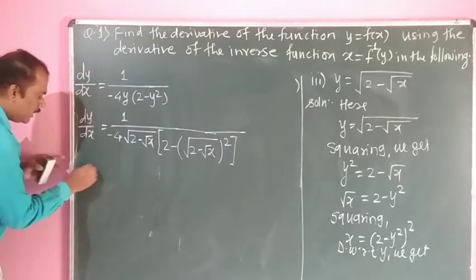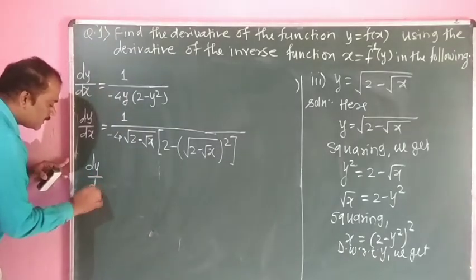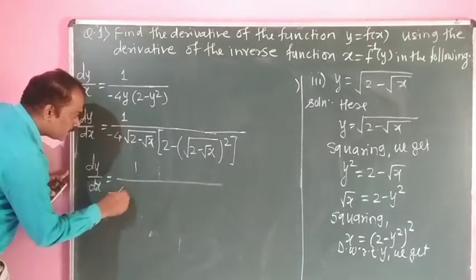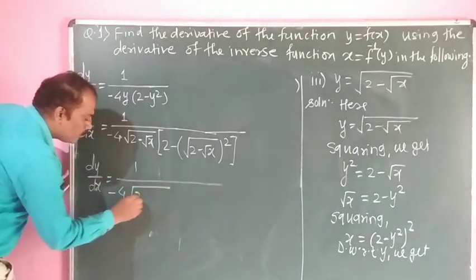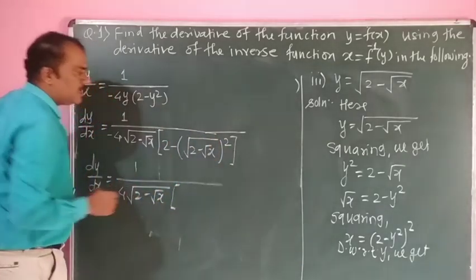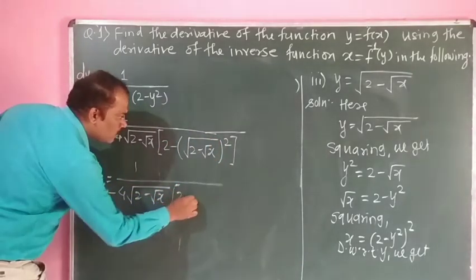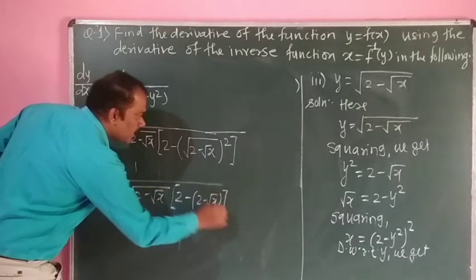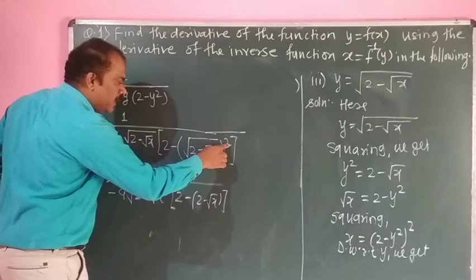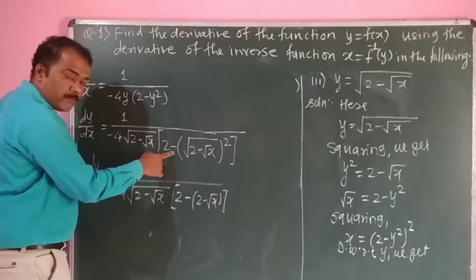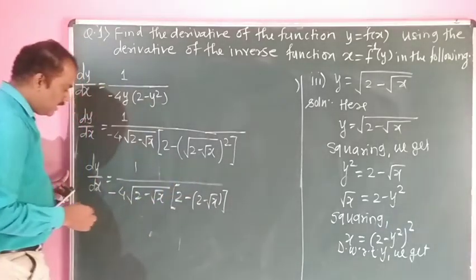So what we have to get, dy by dx is equal to 1 upon minus 4 into under square root of 2 minus root x into, square and square root get cancelled, so that 2 minus root x. This square root and this square get cancelled, so that remaining inside is 2 minus root x, there is a minus sign, so we can write it in the bracket.